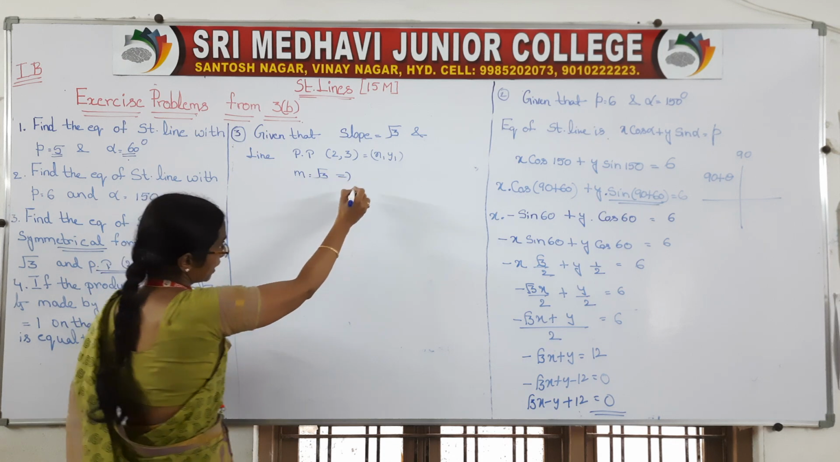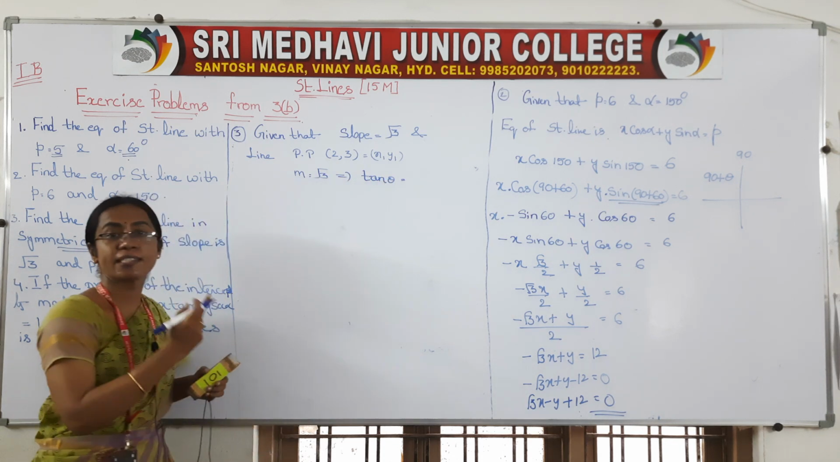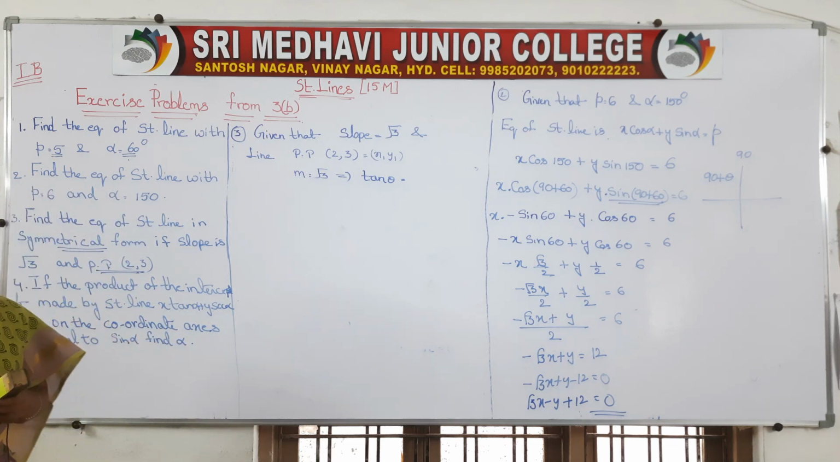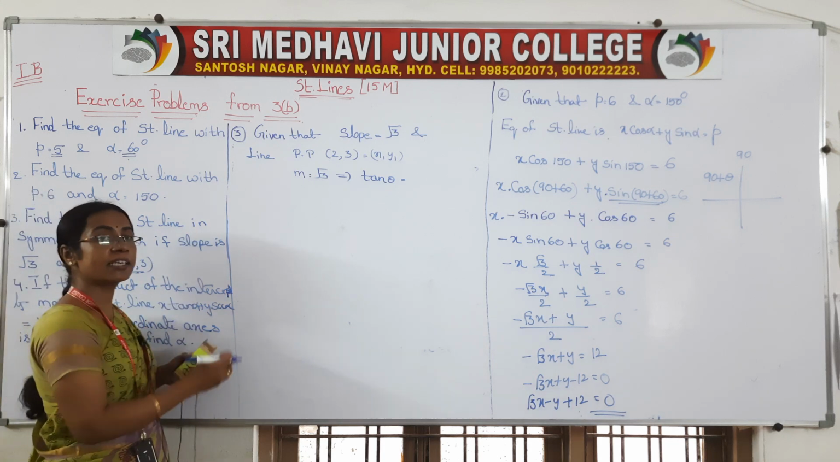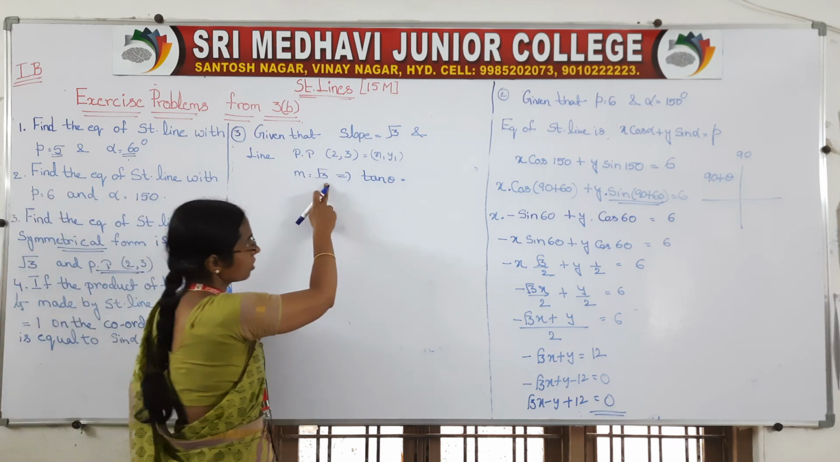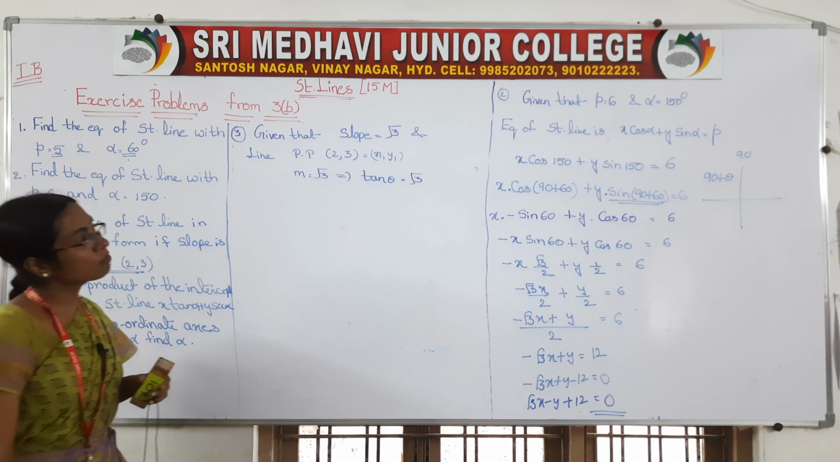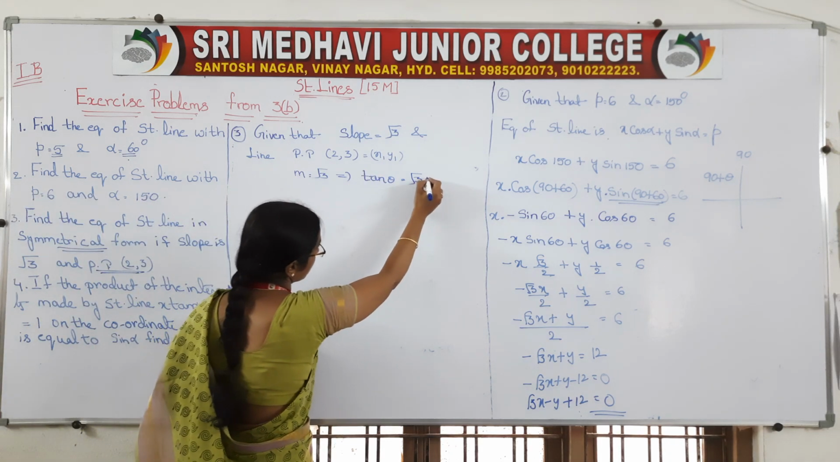What is m? Tan theta. So you know already while dealing with the slopes, I said, right, tan of the angle made by a non-vertical line is called the slope, and it is denoted by small letter m. So m is equal to root 3 means tan theta is equal to root 3. Tan of which angle is equal to root 3? 60 degrees.